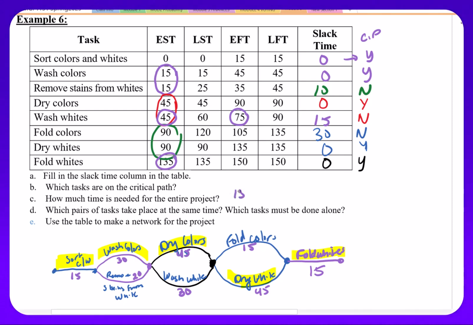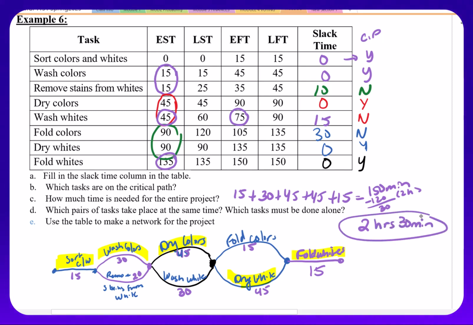So I have 15 plus 30 plus 45 plus 45 plus 15. If you put that in your calculator, you will get a total of 150 minutes. That's 2 hours. So subtracting the 60, which is 1 hour, and you're left with 30 minutes. So that's a total of 2 hours and 30 minutes for those tasks.